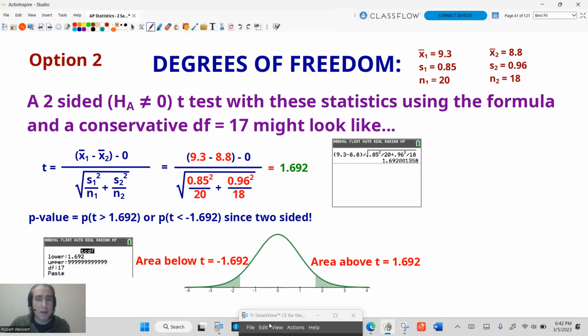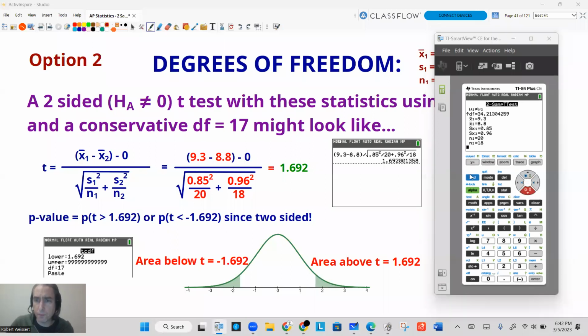And I use the tcdf. Let me show you how I do that. So on the home screen, if I go to 2nd Vars and I go down to tcdf, in this case, since my t is a positive number, I want to go above it. If it were negative, you'd go below it. Since t is positive, you do 1.692. And your upper, just make a really large number so we can replicate infinity. And our degrees of freedom would be the conservative degrees of freedom, so we'll use 17. And as you can see here, we get about 5.44%, 0.054.